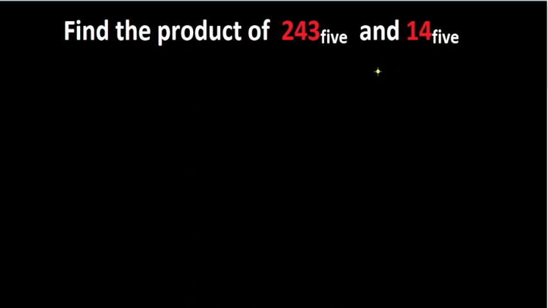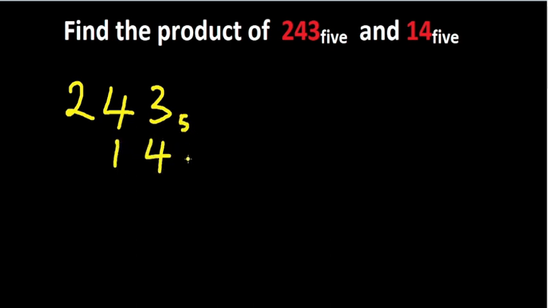So another way that we can solve this problem is to multiply 243 base 5 directly by 14 base 5 in order to get an answer. So I'm going to show you how to do that. We have 243 base 5 times 14 base 5. You're going to do the multiplication just like you would do your normal multiplication in base 10. But in this case, you're going to do it in base 5.